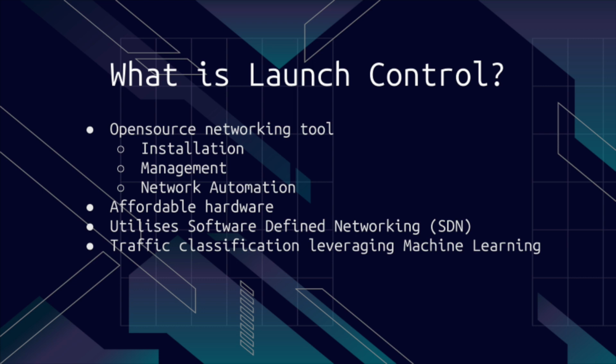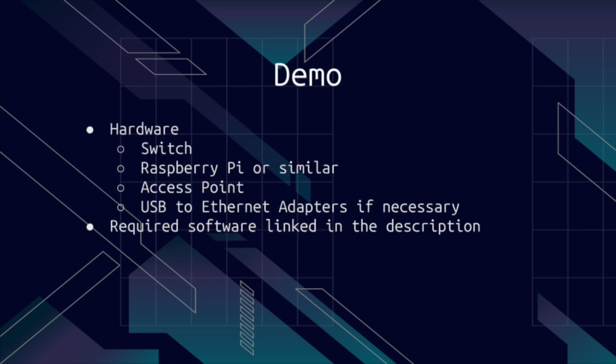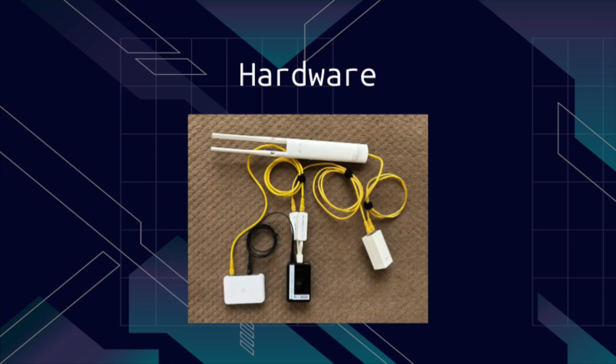This tool empowers users to manage and optimize their networks easily without the hefty price tag associated with traditional SDN setups. In this video, I'll be walking you through how to set up an SDN using the Launch Control software. We'll be using physical hardware in the form of a Raspberry Pi, an access point, and USB to Ethernet adapters.